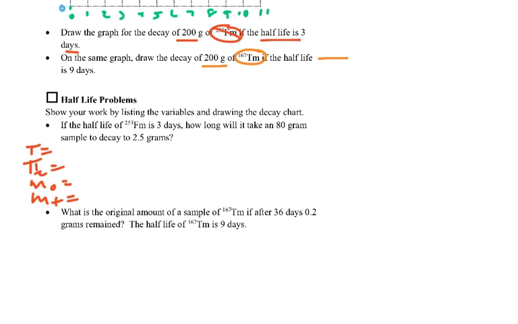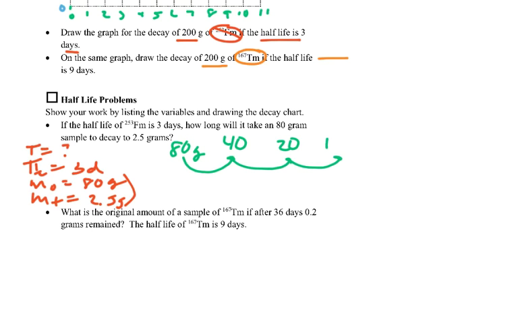So what are we being told? We have a half-life of 3 days, and we want to know how long it will take for an 80-gram sample to decay to 2.5 grams. If we know these bottom two numbers, we're looking for the total time, so we're going to draw a picture and start at 80 and go down. How many half-lives do we have to go down until we get to 2.5? So 80 goes to 40, 40 goes to 20, 20 goes to 10, 10 goes to 5, and 5 goes to 2.5. I can see that takes 1, 2, 3, 4, 5 half-lives, and each half-life is 3 days, so this is 15 days.